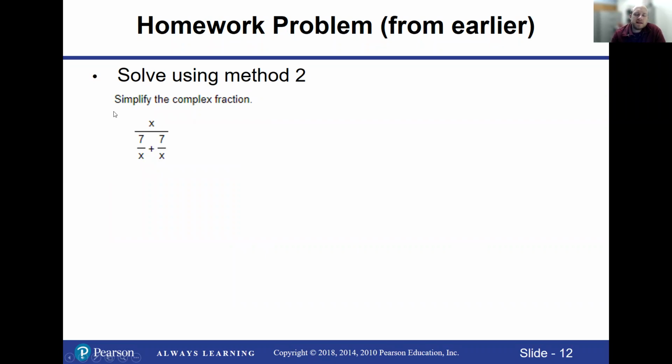I promised you that I would go back to that homework problem and use method 2 to simplify this. So this is kind of a more common problem that you would see. Some of those are maybe a little bit too difficult. But again, with this method, the thing that you have to do is you have to find the LCD. Well, what's the LCD of all of your denominators? Well, your only denominator really in these rational expressions is x. So the LCD is x. So what I'm going to do is I'm going to multiply this numerator by x, and I'm going to multiply this denominator by x.